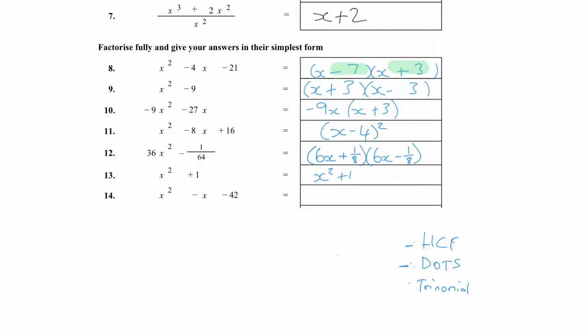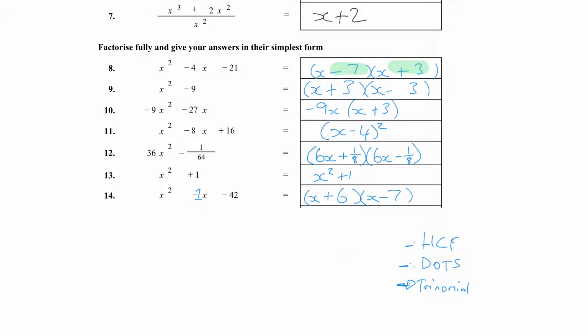Question 14. Okay, highest common factor is 1, not difference of 2 squareds. Yes, we're looking at our good old friend, the trinomial, which we factorize into a binomial times a binomial. X times x gives you x squared. Factors of 42, such that when you multiply them, you get 42, and when you add them, you get minus 1, because this is minus 1x. So we've got 6 and 7 sounds reasonable. 6 times 7 gives you 42. And if we go plus 6 times minus 7, we get minus 42. And if we go plus 6 plus minus 7, we get minus 1, our middle term.